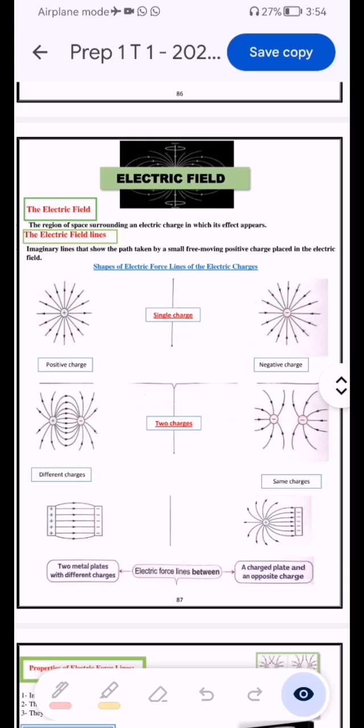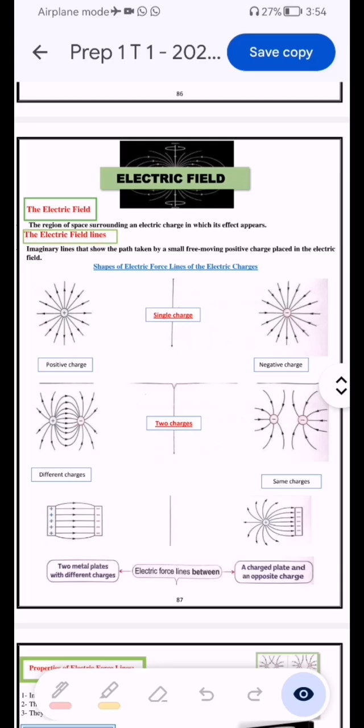So what is the meaning of electric field lines? They are imaginary lines. We cannot see them. They're not found in real life, but we use them to represent the electric field. Okay? They show the path taken by a small free moving positive charge placed in the electric field. So the electric field is represented by lines. These lines are called electric field lines, and they are imaginary lines.